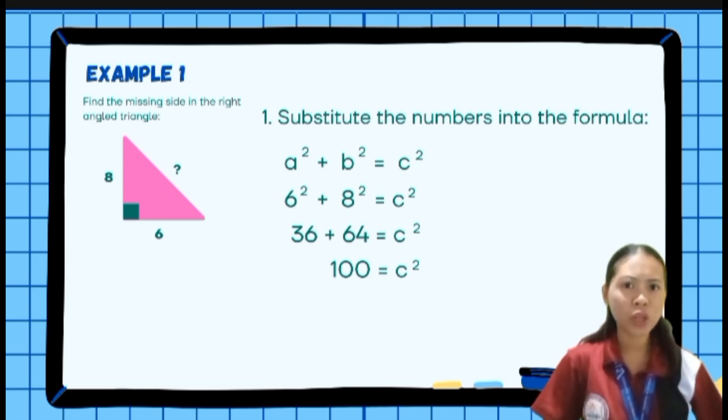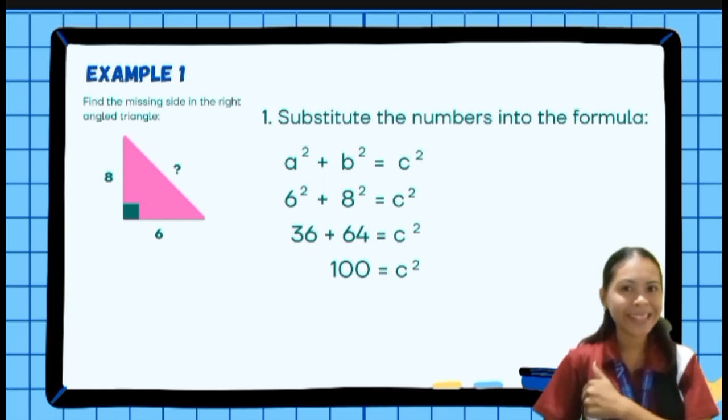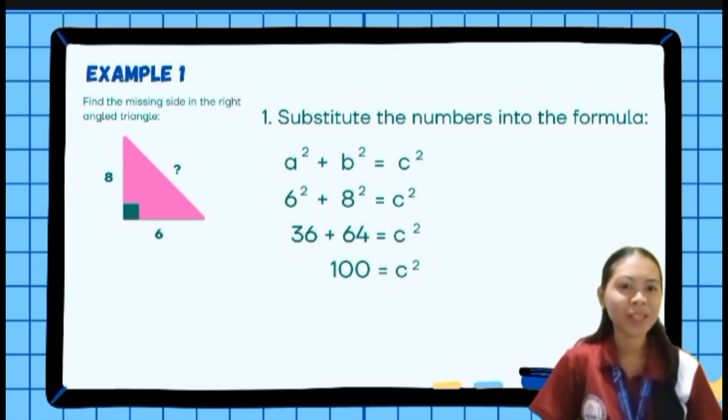Now, we can calculate the squares. So first, 6 squared is equal to, yes, 36. Plus 8 squared is equal to, yes, 64. So the equation becomes 36 plus 64 is equal to c squared. So adding this together, we can get, yes, 100. Correct. That's right. So c squared is equal to 100.